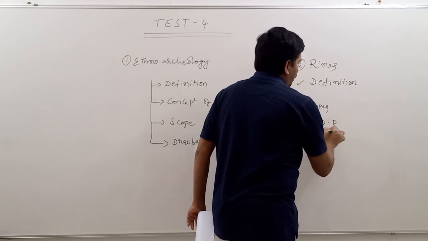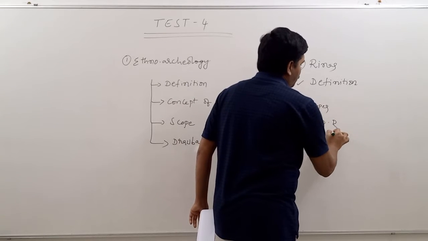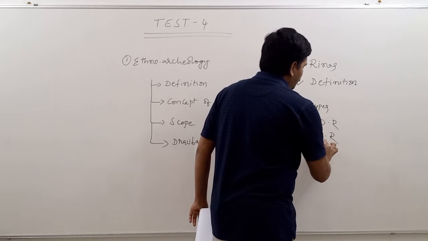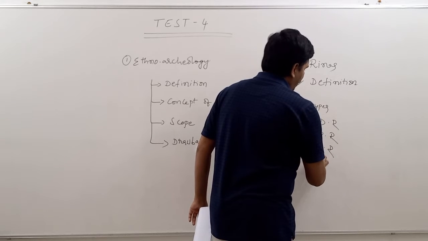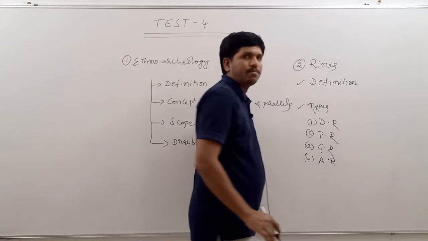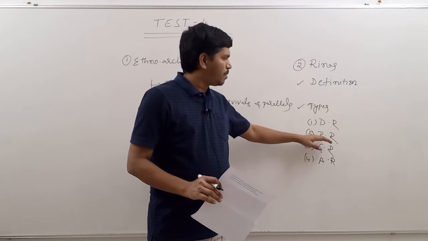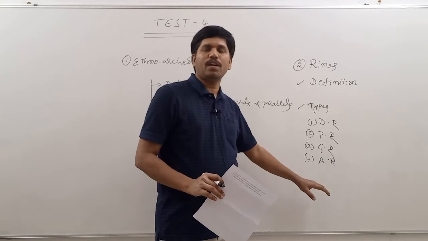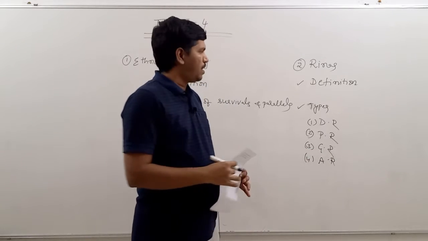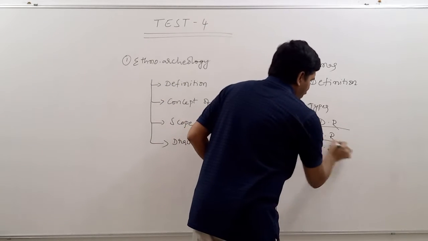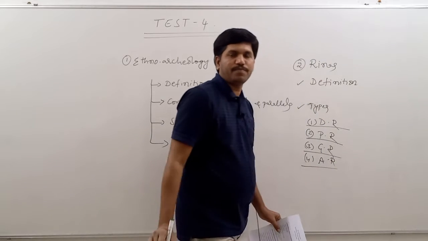Directly put subheadings. What are those runas? Daivaruna, Pitraruna, Gururuna, and Atitiruna. It is better to write in the same sequence: Daivaruna, Pitraruna, Gururuna, and Atitiruna. Under each subheading, mention them like this.